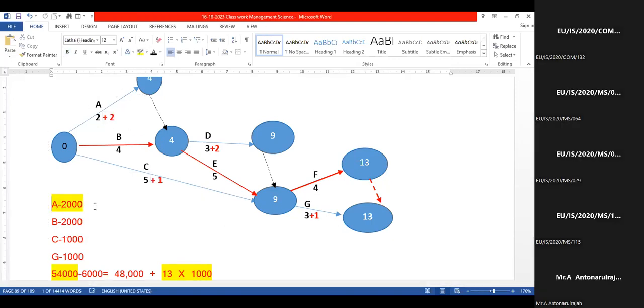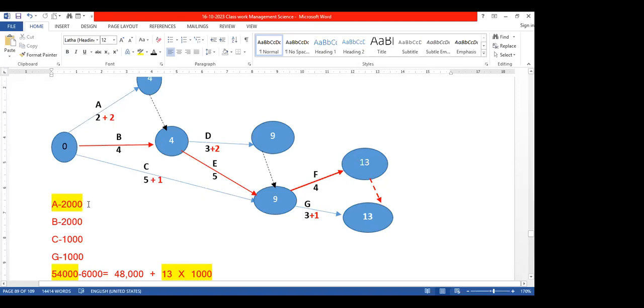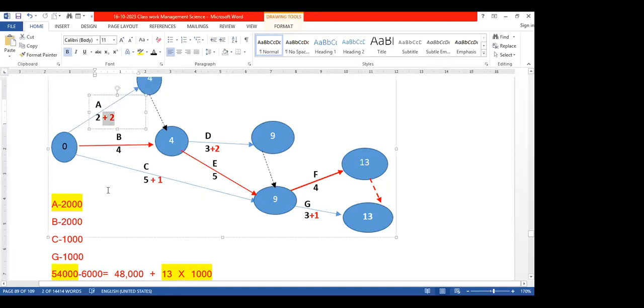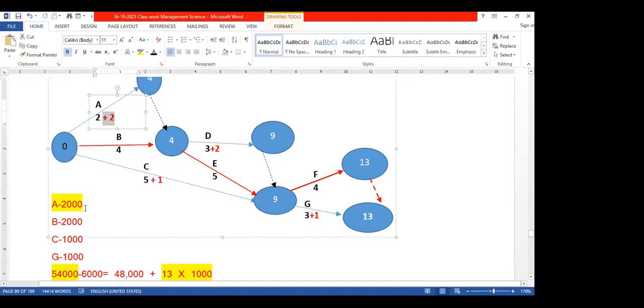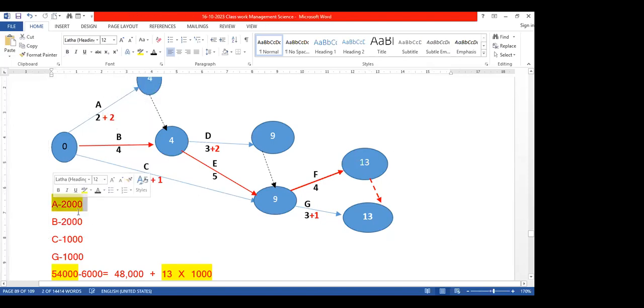Remember, we reduce the cost by 2 days, because by adding activity duration, cost can be reduced. By adding the duration, cost can be reduced. By reducing the duration, the activity cost can increase. Okay, therefore, in this context, we add these two again. Therefore, 2,000 we can save.